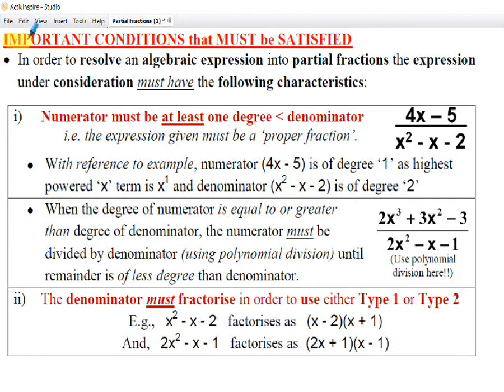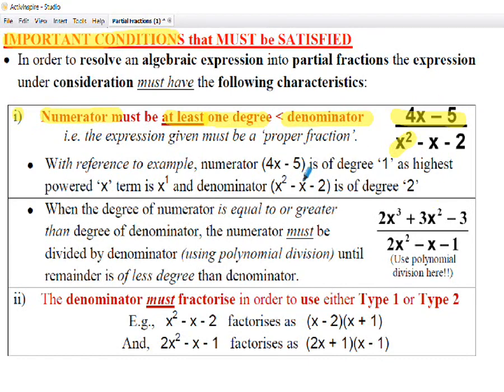There are important conditions we need to check are satisfied before we start resolving into partial fractions. The first one is that the numerator is at least 1 degree lower than the denominator. That means in this example, 4x minus 5 is in the numerator, the x is to the power 1, we don't write the 1 but it's there, and the denominator is x squared, so it's a higher power on the denominator, so the condition is satisfied.